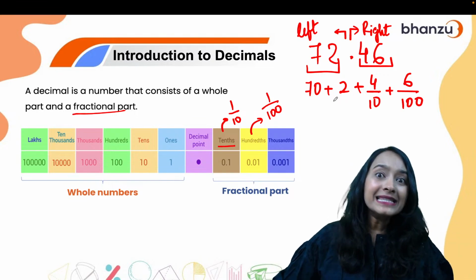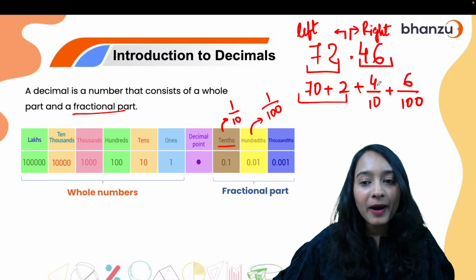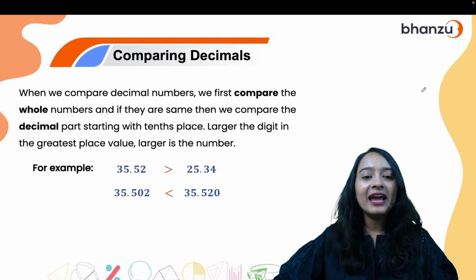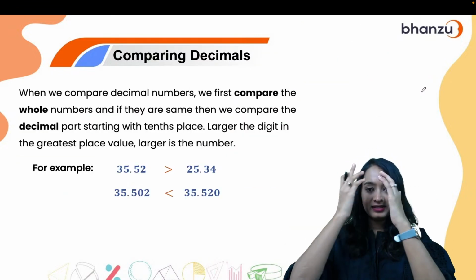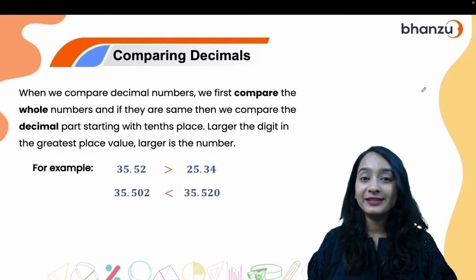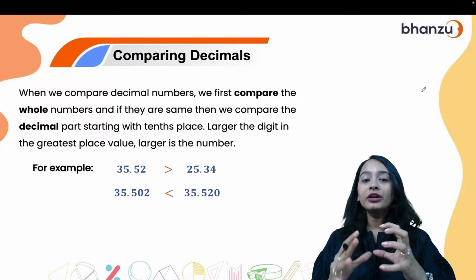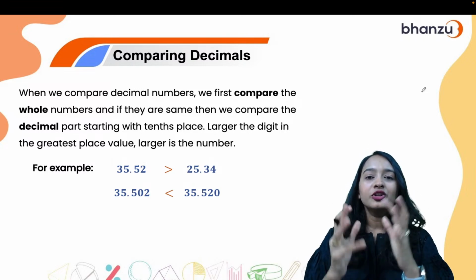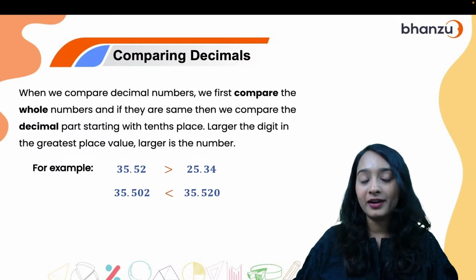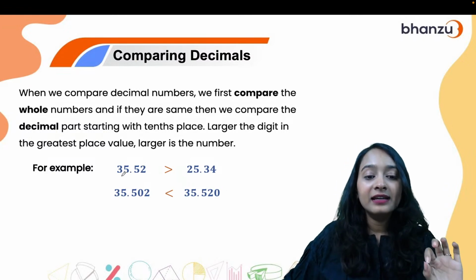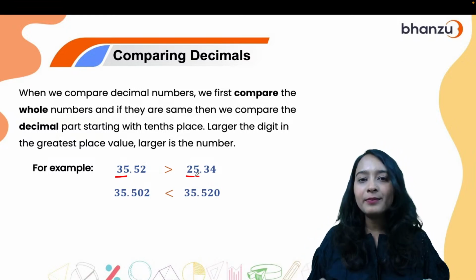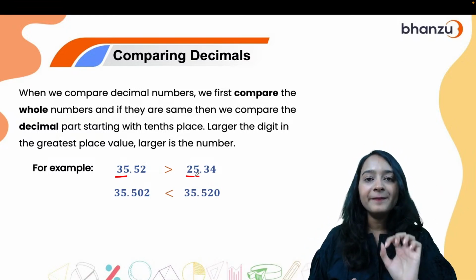So, we call this the whole number part, and this we call the fractional part. Alright. Now, how do we compare decimals? Remember, we compared numbers when we were studying knowing your numbers in grade 6th. Similarly, we are going to compare decimals also. How? Whenever you have two decimals in front of you, first look at the whole number part. What is the whole number part here? The numbers on the left side of the decimal point are the whole number part. So, here you have 35, 25.